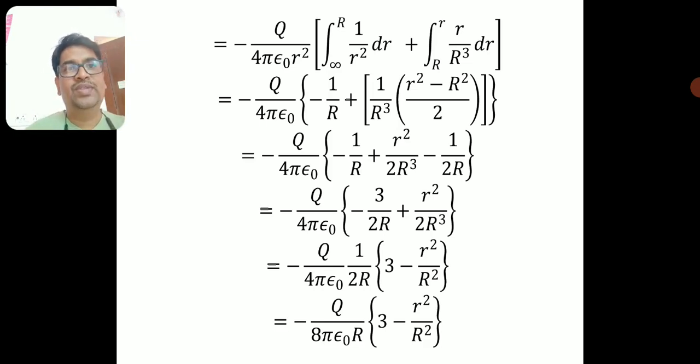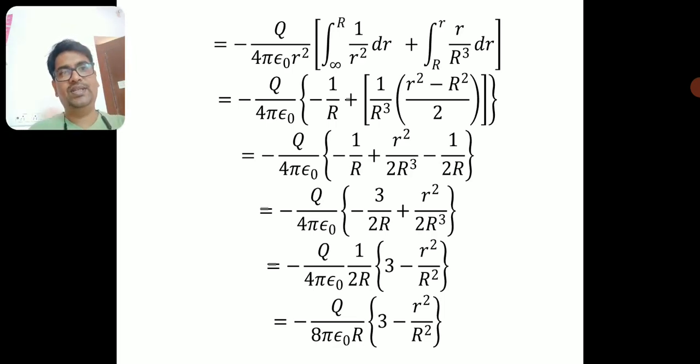So this is equal to minus q by 4 pi epsilon naught. I will take an LCM for minus 1 by R and minus 1 by 2R, which will be 2R. If I do the summing, I will get minus 3 by 2R plus r square by 2R cube. The equation is getting simpler and simpler. Now I'll take 1 by 2R as a common factor, and I am left with a bracket, 3 minus r square by R square. So finally, if I multiply all these numerals, I will get minus q by 4 pi epsilon naught R into 3 minus r square by R square.